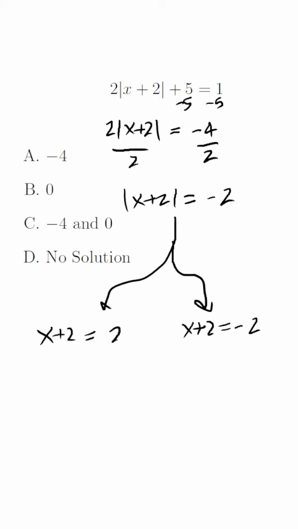And they remember this, and then they're like, okay, let's solve this. We would get x equals 0 and x equals -4 as our answers if we subtract by 2, and they mistakenly get the answer choice C. Right. But of course, this doesn't work.